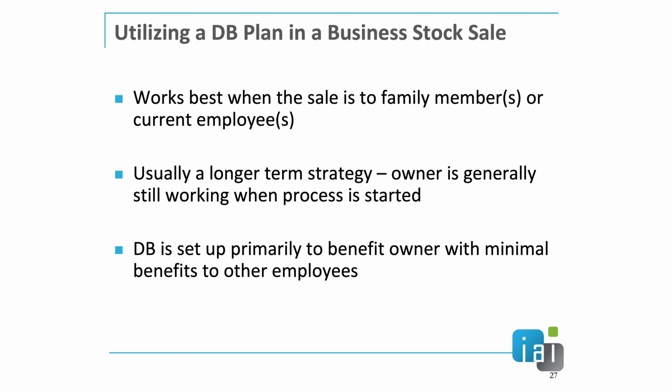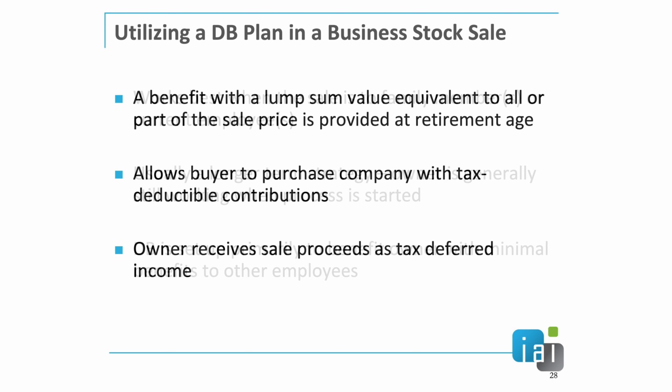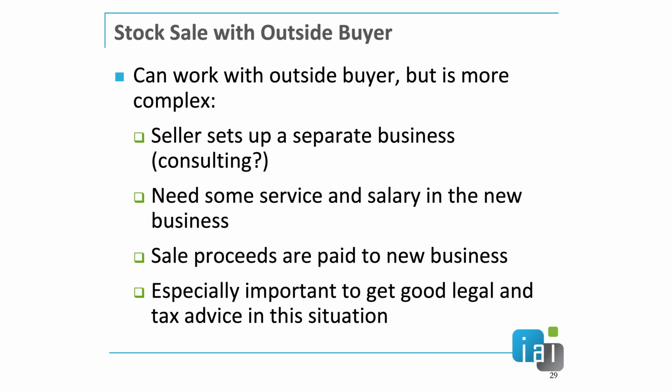Now, this can also work with a stock sale, and this works best when the sale is to family members or other current employees. It's usually a longer-term strategy. The owner should still be working when the process is started. The DB is set up to primarily benefit the owner with minimal benefits to the other employees. And a benefit with a lump sum value equivalent to all or part of the sale price is provided at retirement age. Now, this allows the buyer to purchase the company with tax-deductible contributions and the owner to receive sale proceeds as tax-deferred income. Now, the details of this can be quite complicated, so I'm not going to go through them in this presentation. But again, you can always call one of our experts if you'd like to talk through how this might work.